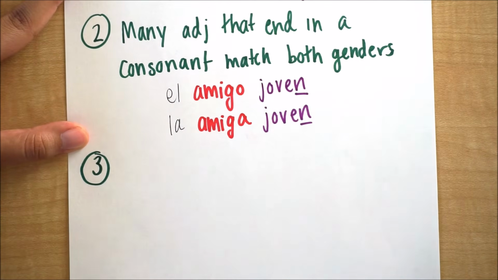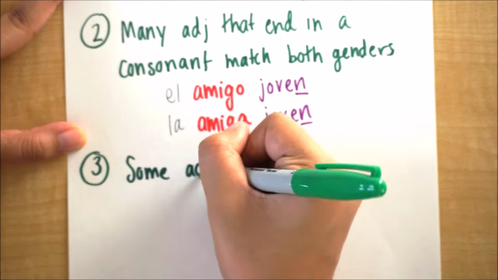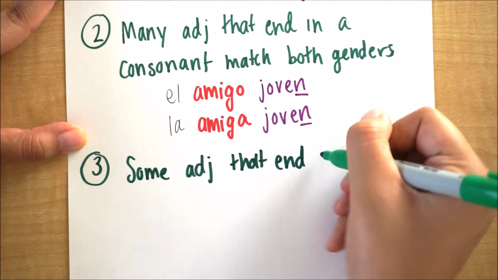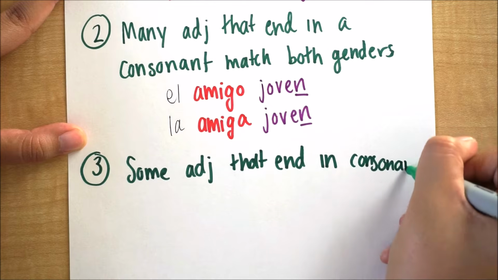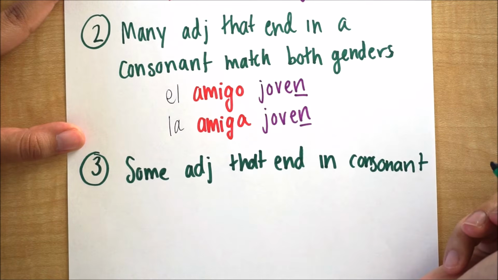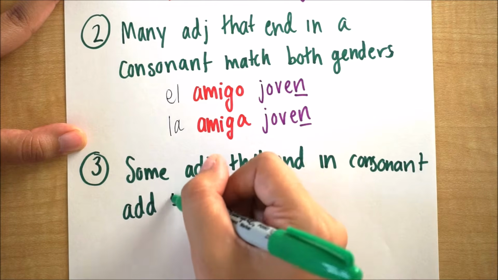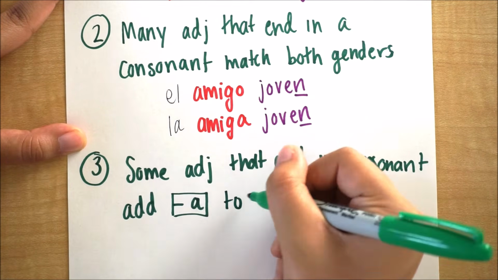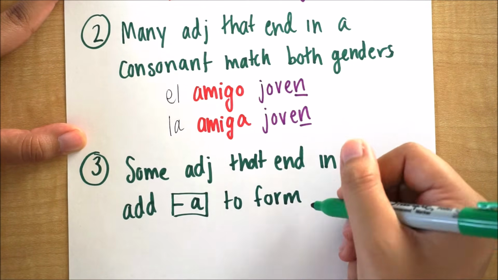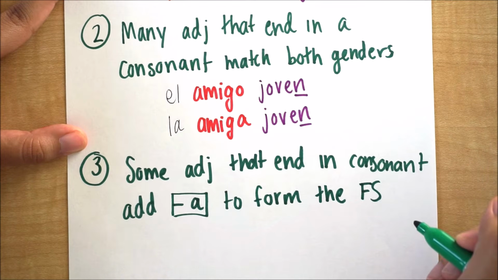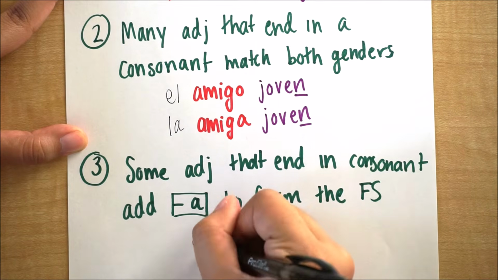Right, so let's move on to our third exception. So this exception is actually an exception for our second exception. So these are all special cases. So this one is that some adjectives that end in a consonant, meaning they end in everything but an A, E, I, O, U ending, you can add an A to the end to form a feminine singular.